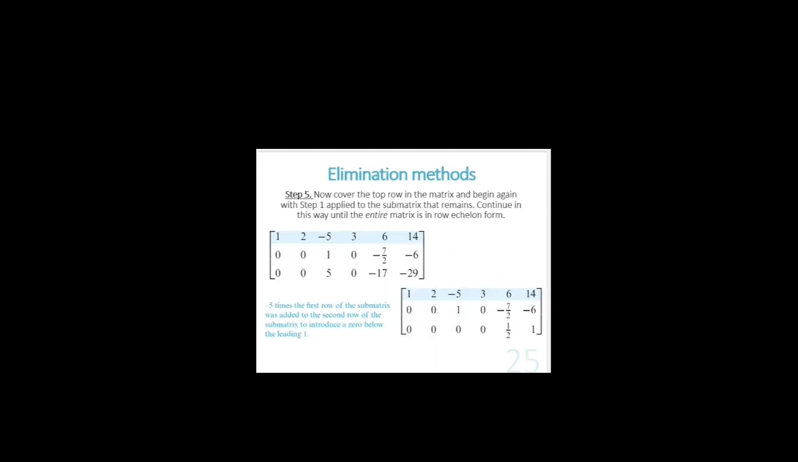So if we go ahead and do that, now you get rid of that 5. And then you're going to have some fractions, so you are going to have to deal with some fractions. So now it's looking pretty good. Here we created our next leading one. We've got a 0 below it. So we turned that 5 into a 0. Now what are we going to do?